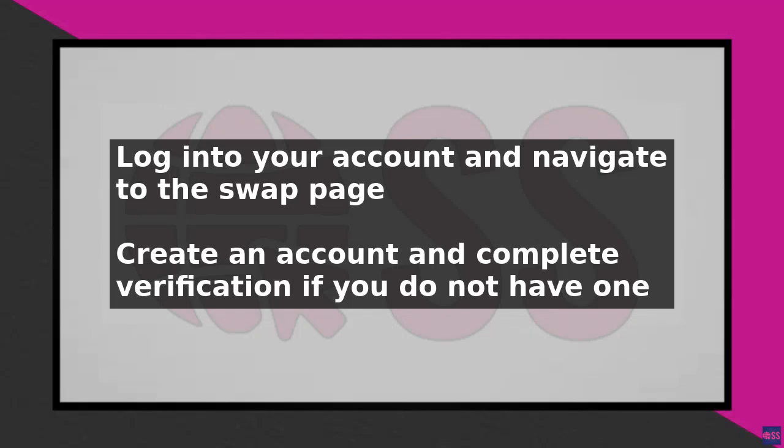To swap on BitMart, start by logging into your account and navigating to the swap page. If you do not have an account, create one and complete the verification process to ensure you can use all the features. Once you are on the swap page, select the token you want to swap from and the token you want to swap to.